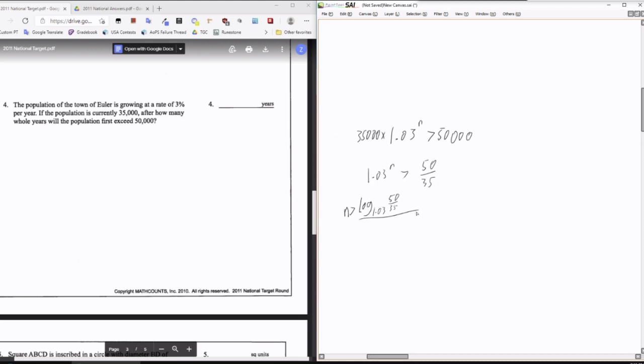So we can just find this, I guess. It's looking for whole years, so we can just put this in a calculator. Log base 1.03 of 50 over 35. It's 12.06 something. Doesn't matter. It's greater than 12, and we're looking for the first whole year. So n will have to be equal to 13. Yep, 13 years.